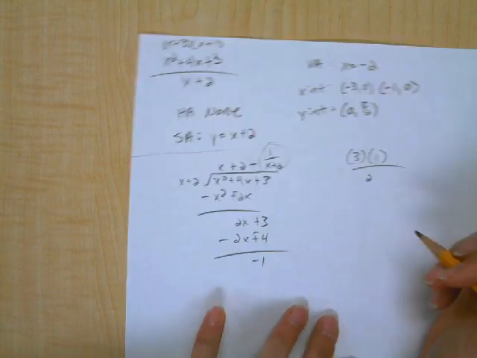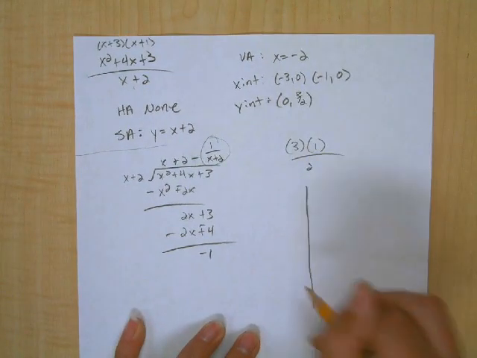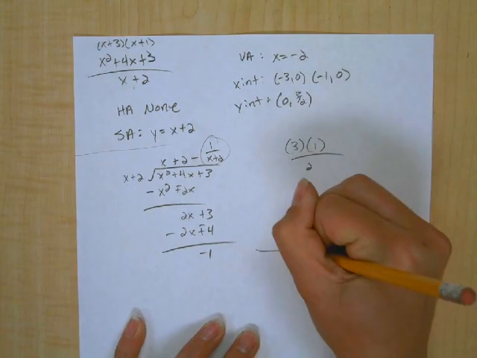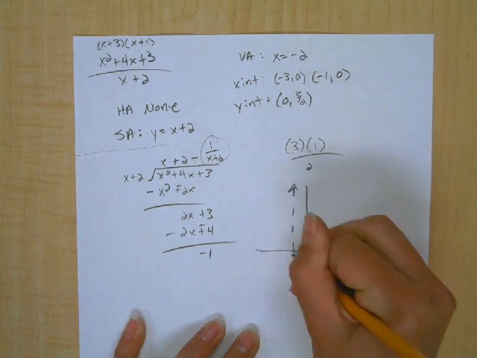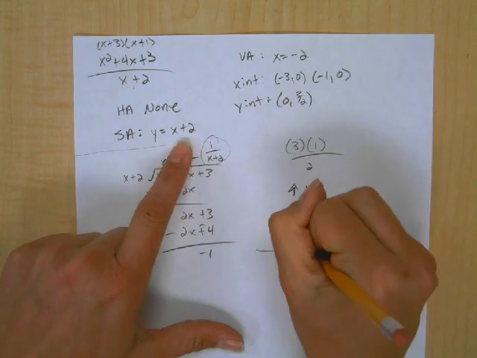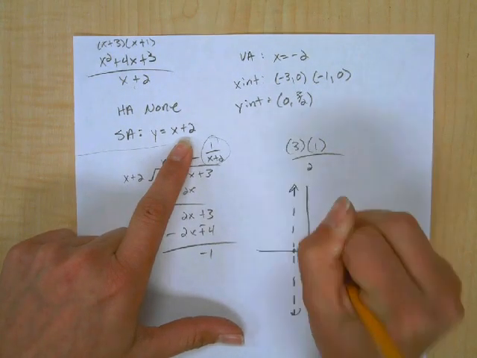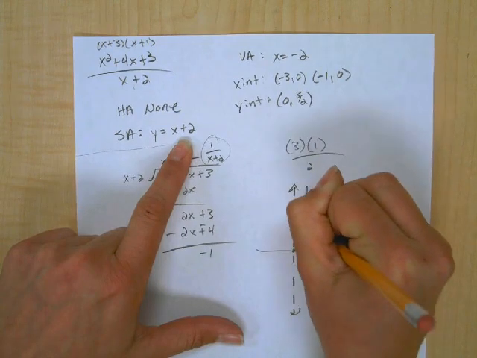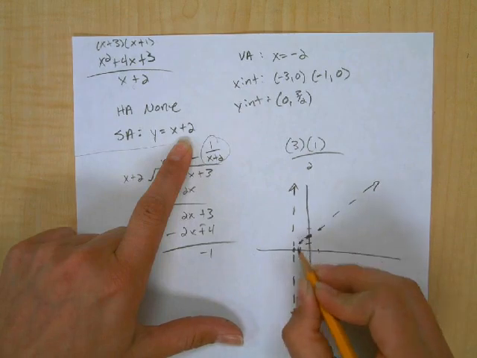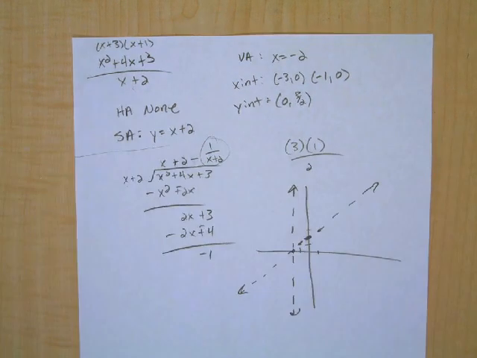So then graphing there. Put all your pieces on there. The vertical asymptote happens at negative 2. And then my slant asymptote happens at 2 with a slope of 1. Same sort of thing. That's just graphing a line, right? Y-intercept of 2, slope of 1.